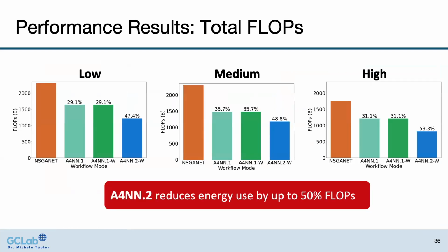Now, to evaluate energy efficiency, we measure the total training flops of the model by aggregating it across all of the architectures that we train during the NAS process. And here we find that, again, our augmented A4NN workflow, which is in blue, is capable of reducing the total compute cost by 50% across all datasets when we compare it to the standalone NAS in orange. And again, this demonstrates the energy efficiency gains of our approach compared to just running the NSGA-Net alone.